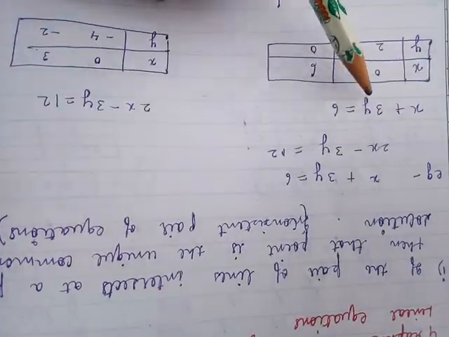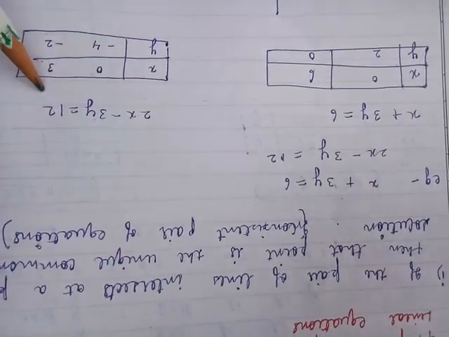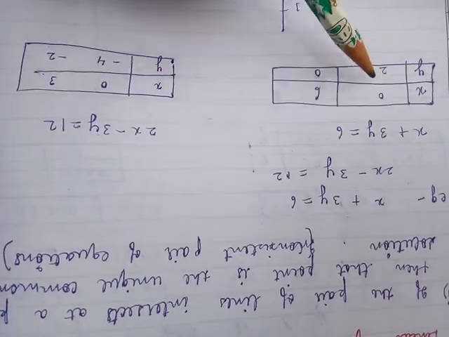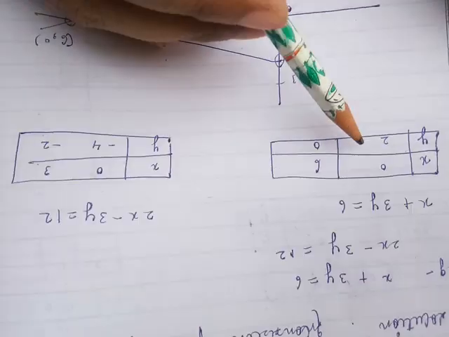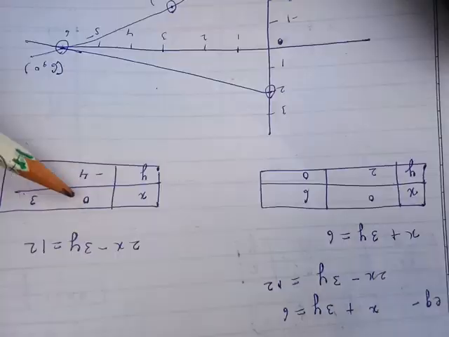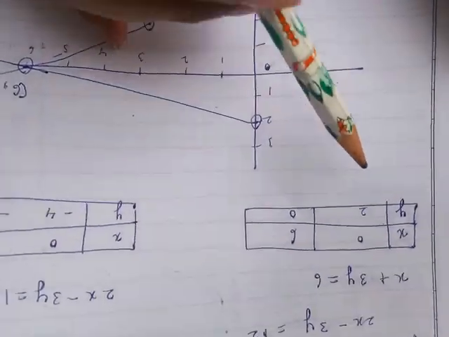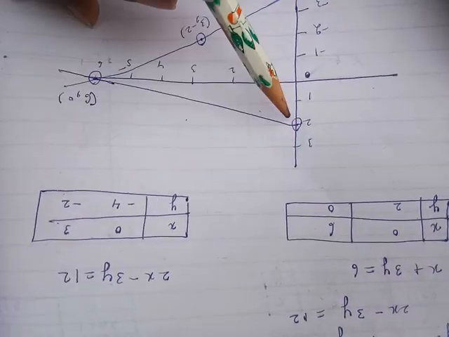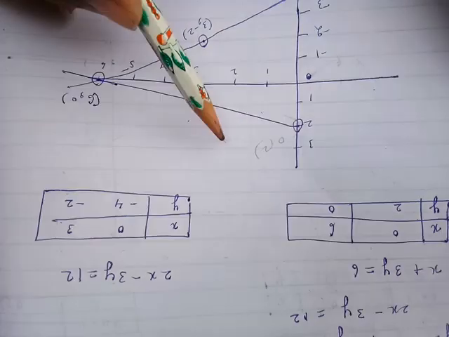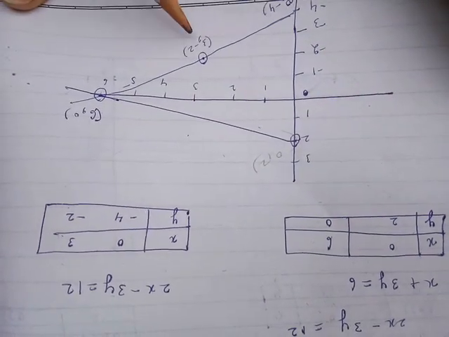Find the solutions. x plus 3y is equal to 6 and 2x minus 3y is equal to 12. Find at least two solutions of this equation, then find solutions of the other one also. Now here you got (0, 2) and (6, 0). Now plot these on the graph. This line represents (0, 2) and (6, 0), and this line (0, -4) and (3, -2).